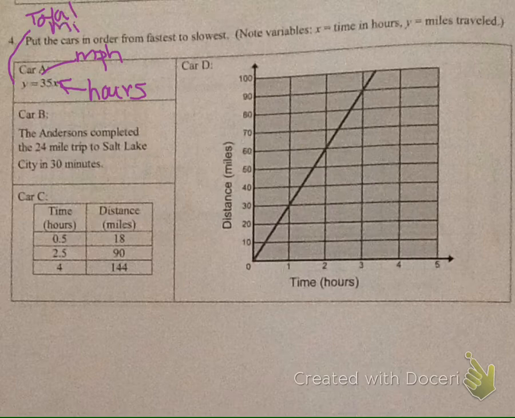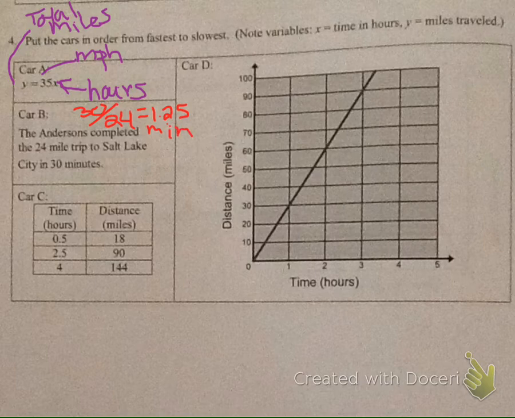Total miles. Now car B, the Andersons completed the 24-mile trip to Salt Lake City in 30 minutes. So if I think about that, they went 24 miles in 30 minutes. That means they're driving about 1 point something miles per minute. And to show the math for that, I need to do 30 divided by 24. So 30 divided by 24 gives me 1.25. But this is miles per minute.